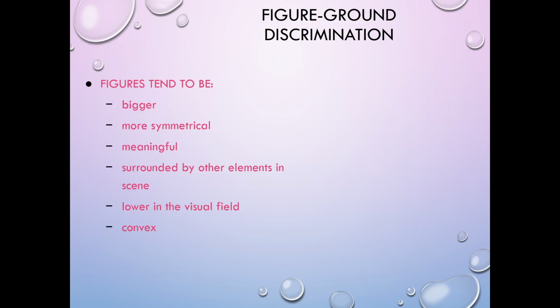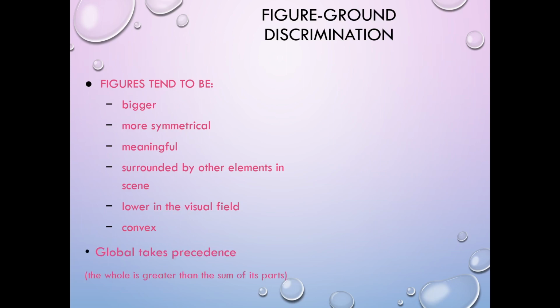Figures tend to be bigger than the other things in the field. So they catch our attention. Like bigger things tend to pull our attention as far as visual. You could also think about figures in sound, and so the analogy in sound would be louder. More symmetrical items tend to attract our attention more. Figures tend to be more meaningful than the background is. Figures tend to be surrounded by other elements in the scene. They tend to be lower in the visual field, and they tend to be more convex than concave.